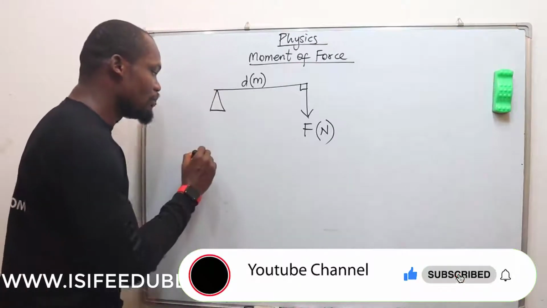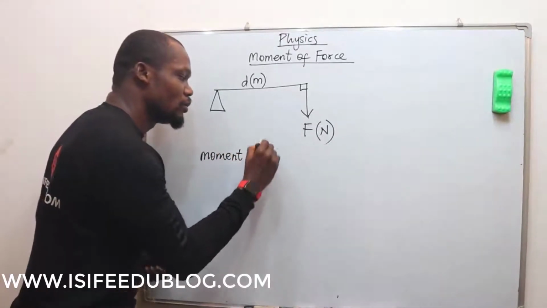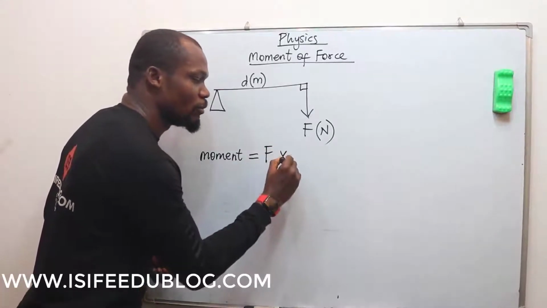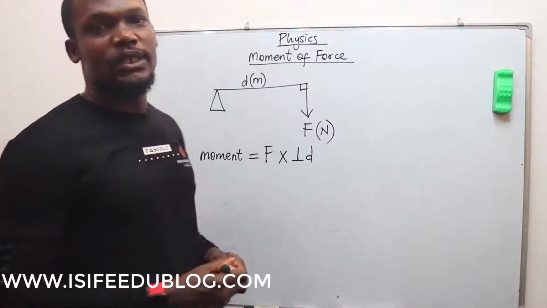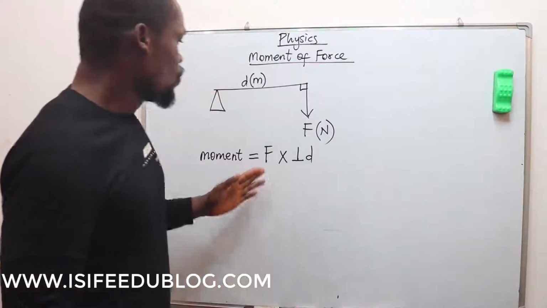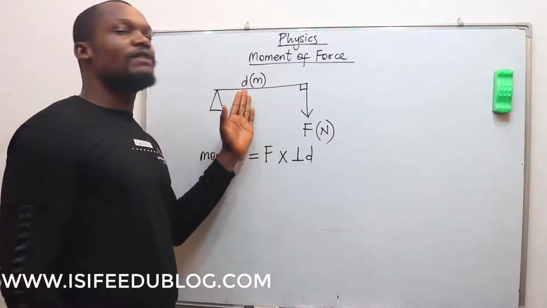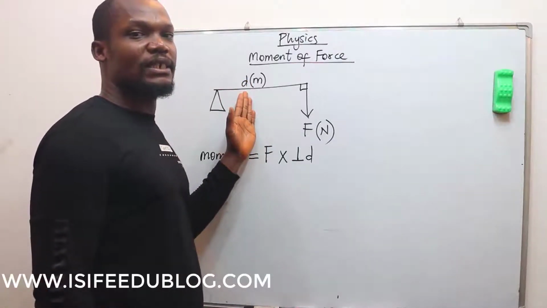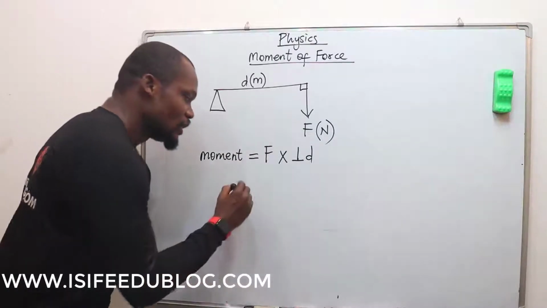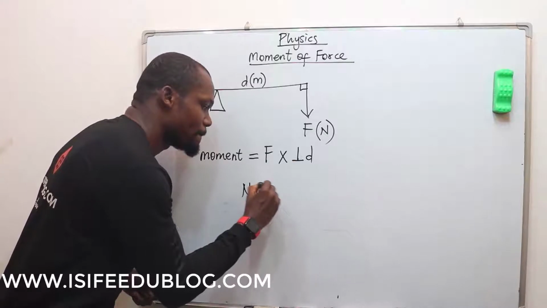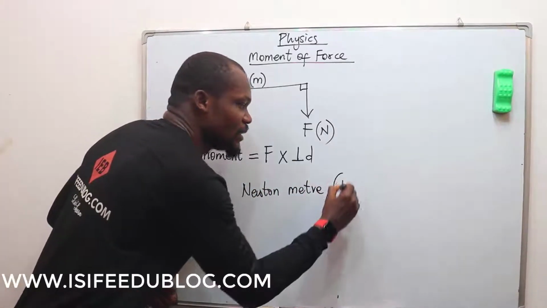Hence, we say moment is equal to force multiplied by the perpendicular distance. What is the unit of moment? We can recall that the unit of force is Newton, and the SI unit of the distance is meter. Hence, we say that the unit of moment is Newton meter. That is Nm.